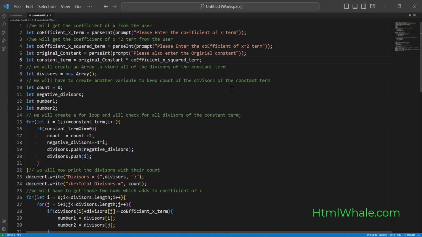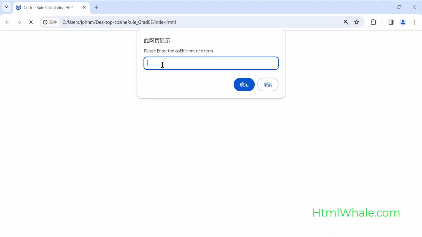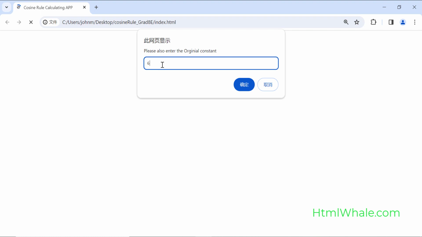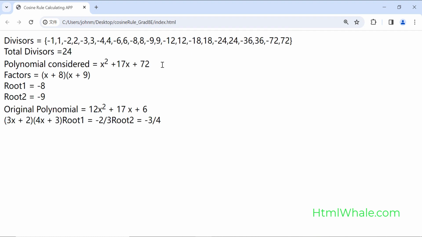So now let me just go up over here and give in the values. The coefficient of x term is 17, fine. Coefficient of x squared term is 12 and the original constant is 6, right? So now you can clearly see that we are getting the same output, right? Polynomial considered, clearly all these things are generated from the input that we are given. So if we had to use some other polynomial of the following form, it will also work.